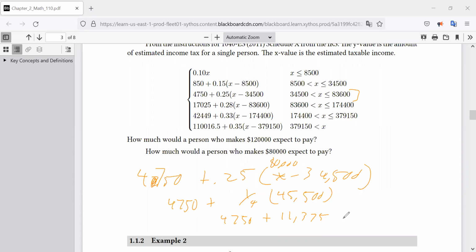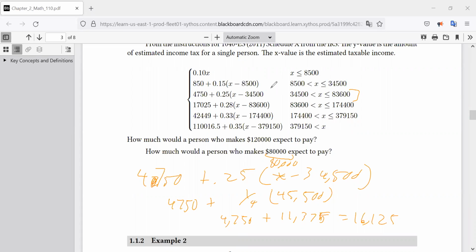I got 16,125. 16,125, you said? Yes, is that wrong? No, that looks like it's right, about what I was about to get, but I was doing this in my head, so I'm less confident about that. So yes, that sounds about right. So 16,125. Yes, that is exactly what I would have gotten. Thank you. So this is how much you would have paid if you got 80,000.